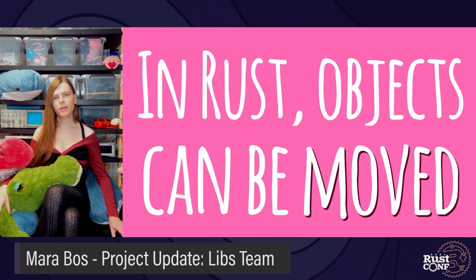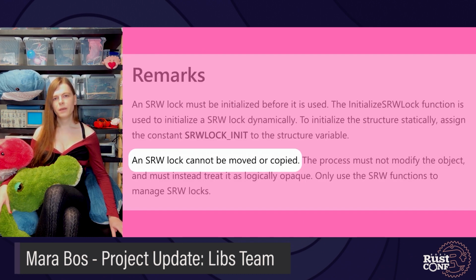In Rust, if you own an object, you can move it to a different place in memory, or at least when it's not borrowed. That means an object cannot assume it will stay at the same memory address over its entire lifetime. These lock implementations, however, do not allow their objects to be moved. Here is the documentation of SRW locks, for example, and it clearly states an SRW lock cannot be moved or copied. With most actual implementations today, moving would actually work perfectly fine, but their specification or documentation simply doesn't allow it. Future implementations might work differently, so we have to follow the specs.